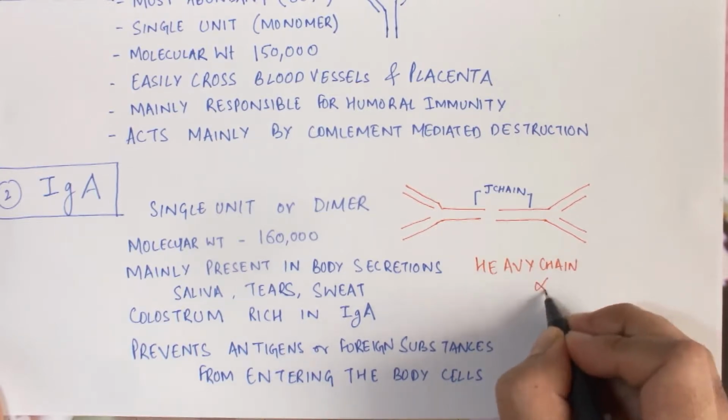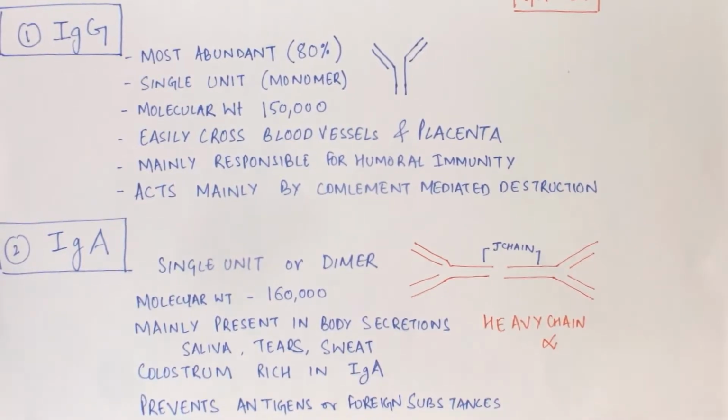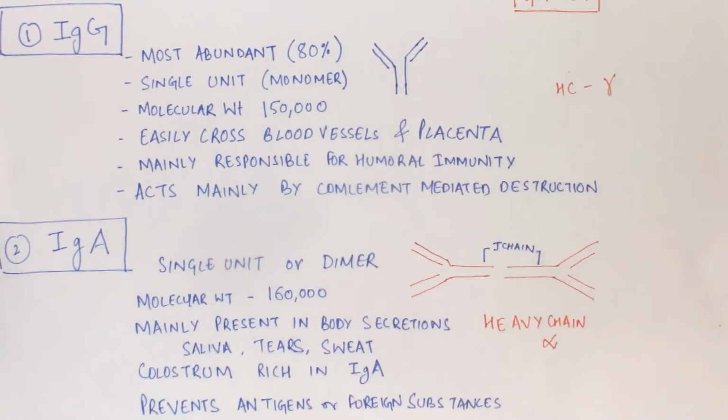It consists of the heavy chain alpha type, and the IgG, I forgot to mention, consists of the heavy chain gamma type. I am only mentioning here the heavy chains present in these antibodies because the light chains are either of the kappa or the lambda type.